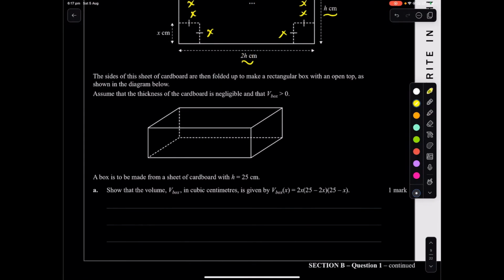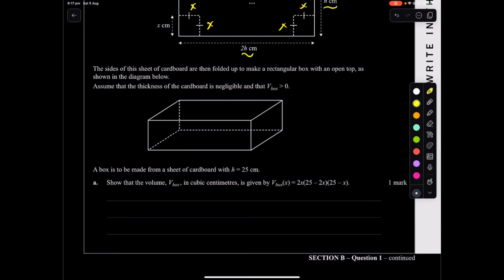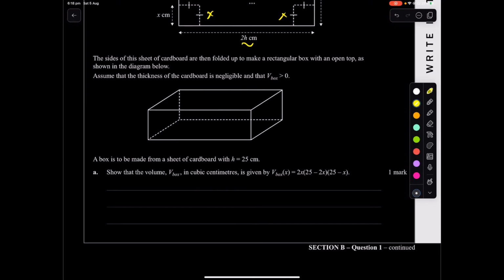The sides of the sheet of cardboard are then folded up to make a rectangular box with an open top, as shown in the diagram below. Assume that the thickness of the cardboard is negligible, and that the volume of the box is greater than 0. A box is to be made from a sheet of cardboard with h equals 25 centimeters. Show that the volume of the box in cubic centimeters is given by this.